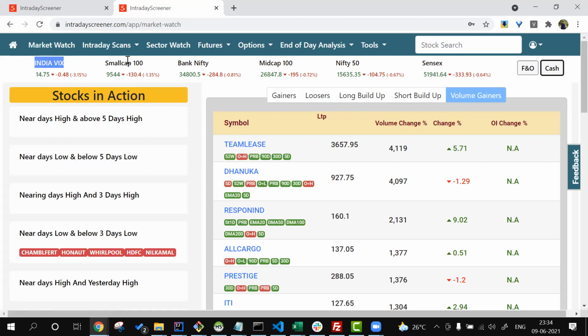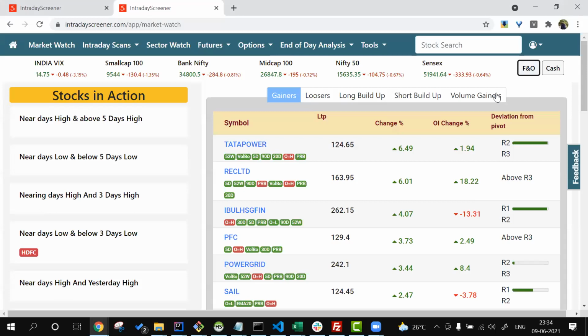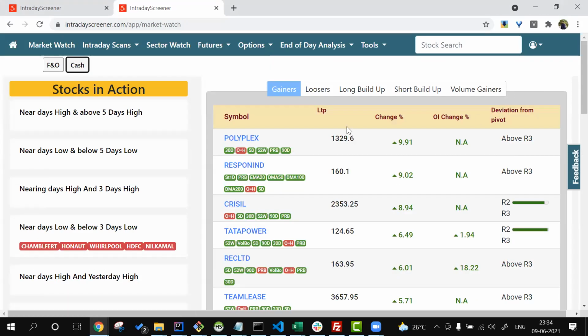Also on the top, you can see India VIX, small cap, Bank Nifty, mid cap, Nifty 50 and Sensex, which are indices and their corresponding values. Here you have a toggle button which you can use to switch between FNO and cash, as I have already said. So let me click on FNO and you can see now the stocks will only be FNO stocks. I'll switch it back to cash.